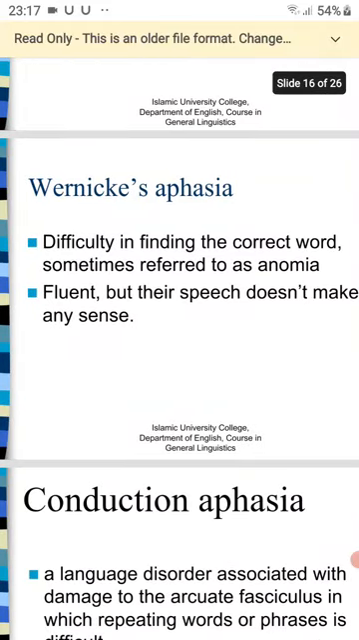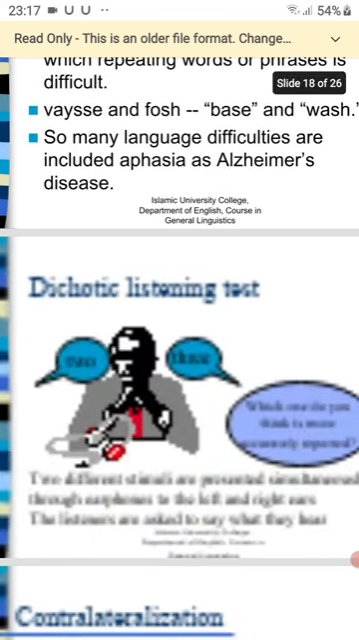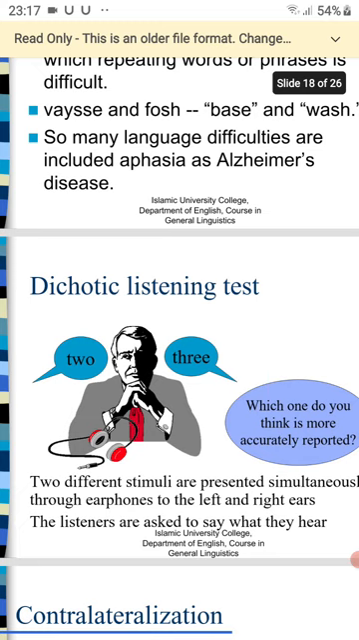Difficulty finding the correct words to refer to an object, fluent, but their speech doesn't make any sense. So, Broca's aphasia is a language disorder in which speech production is typically reduced, slow, and missing grammatical markers. So, it is slow and missing grammatical markers. It is a speech type without grammatical markers, often associated.